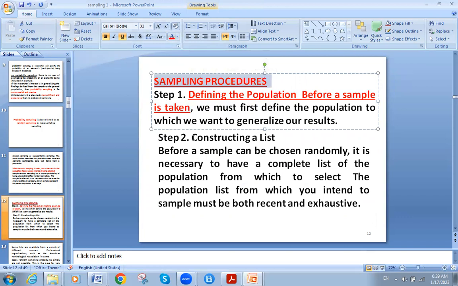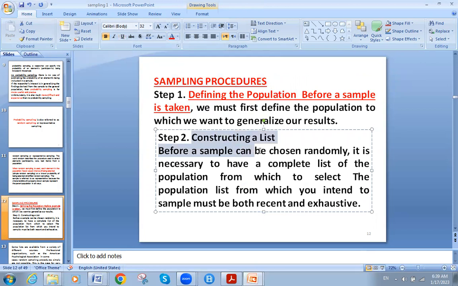Second, construct a list before a sample can be chosen randomly. Then from the population, do a list from which the sample can be chosen randomly. You cannot sometimes do a population list because the population is very big, so you have to do a list for the sample.